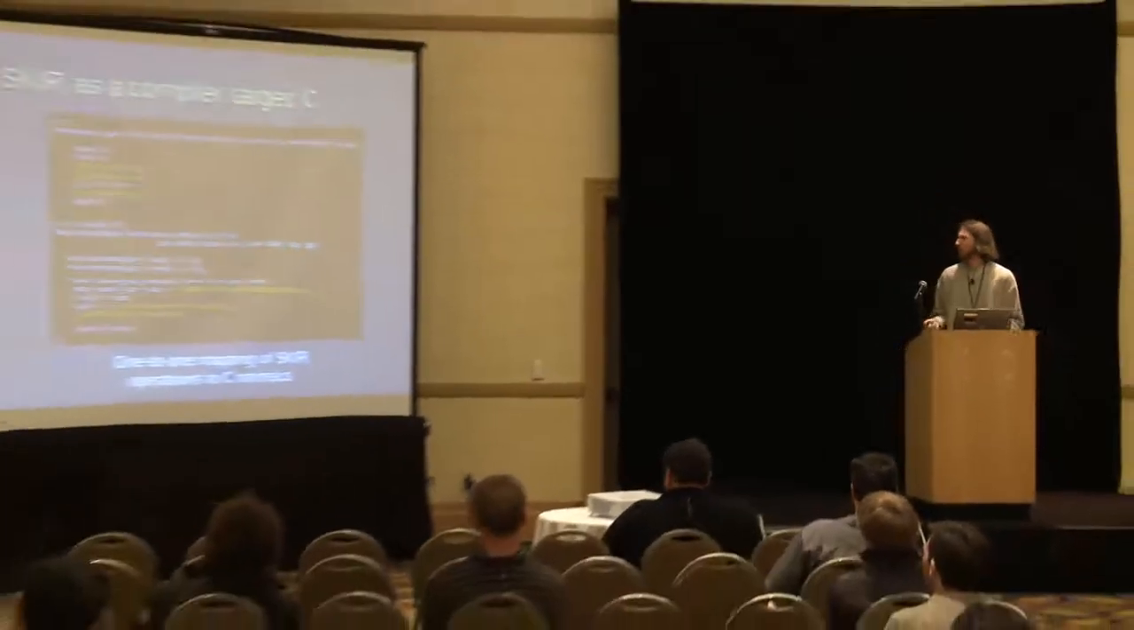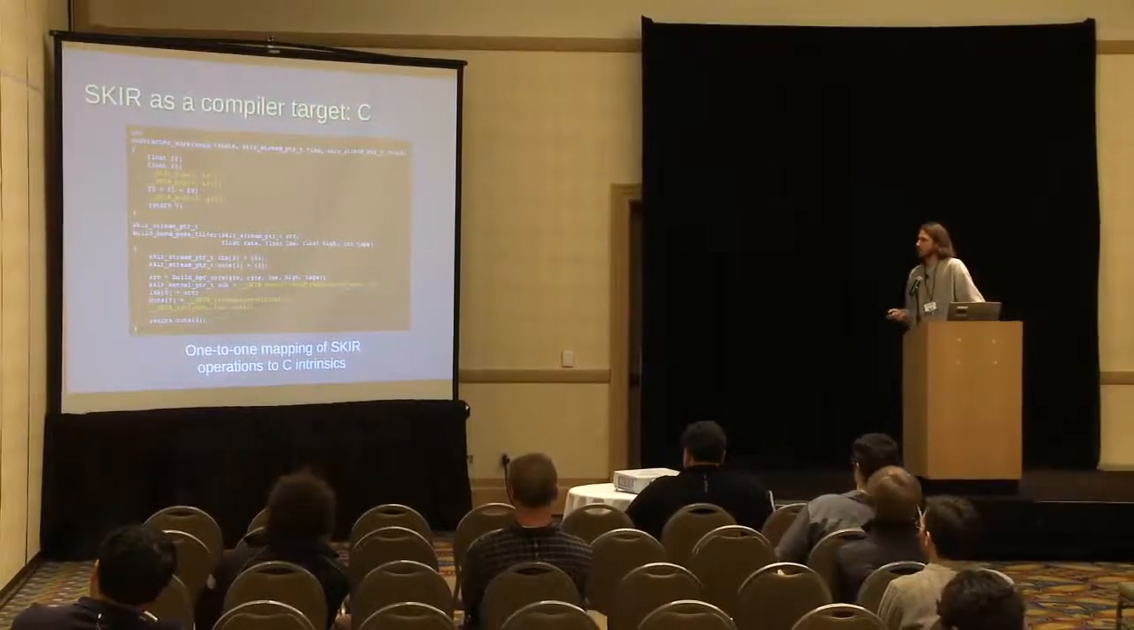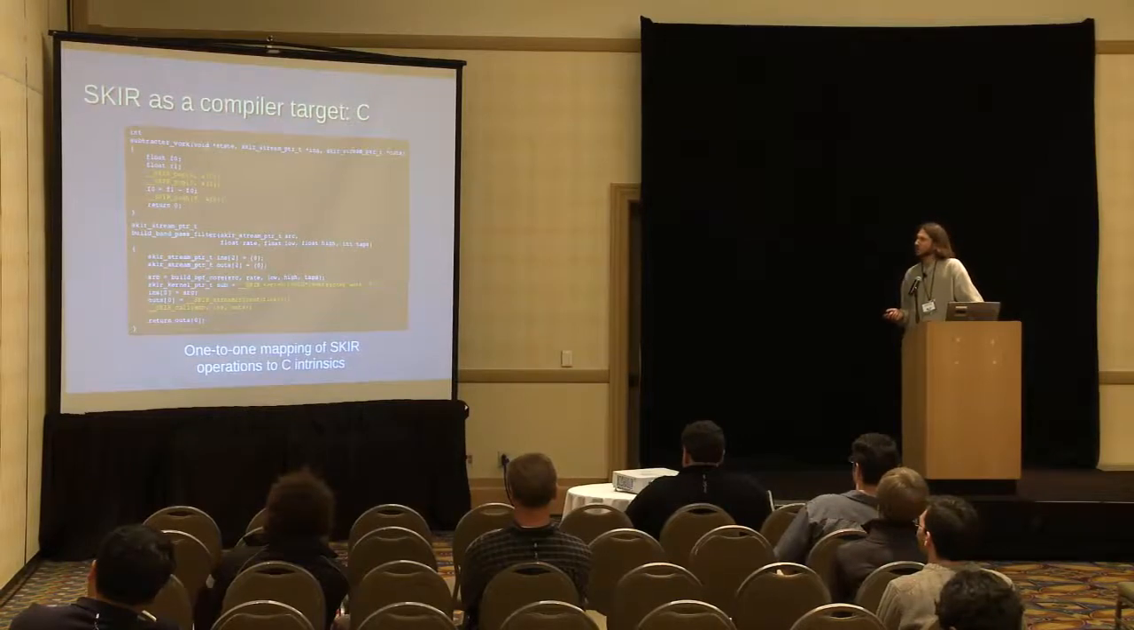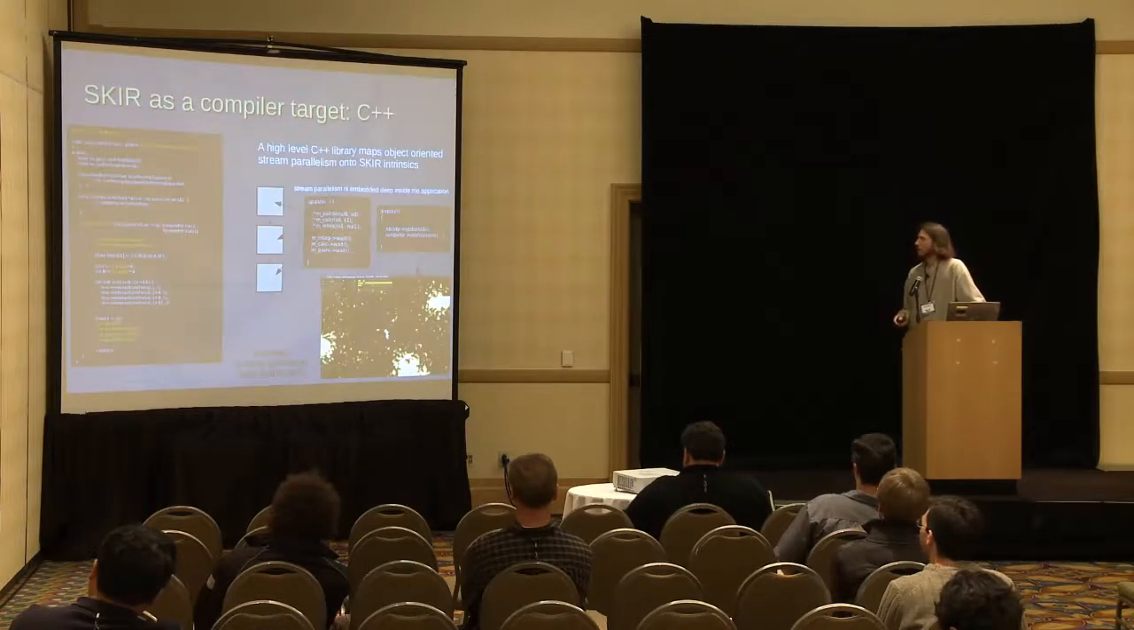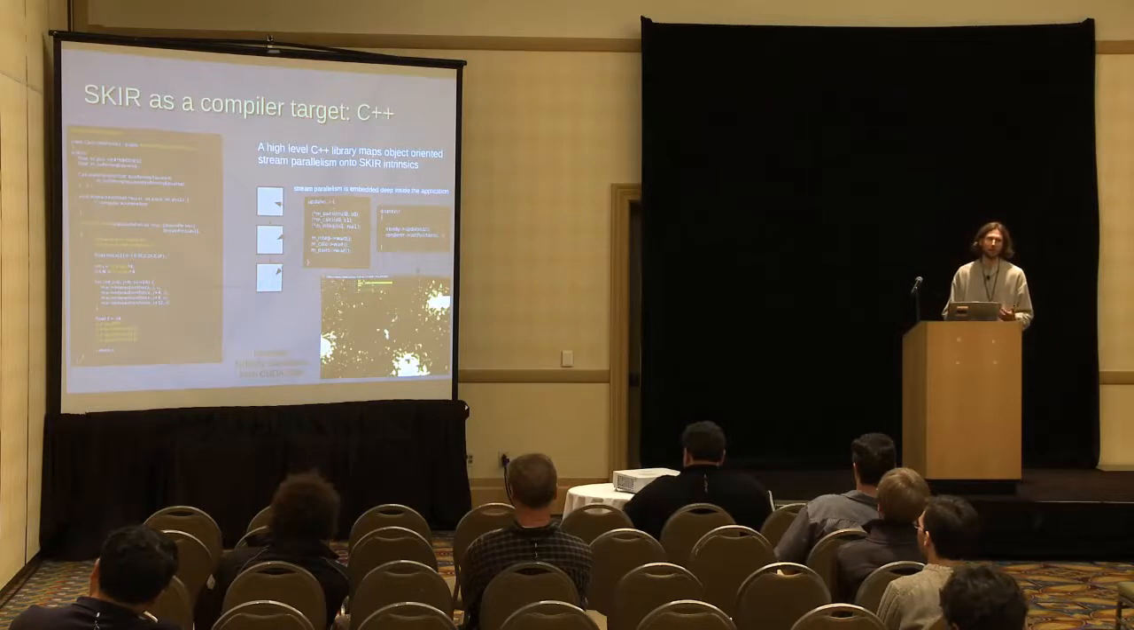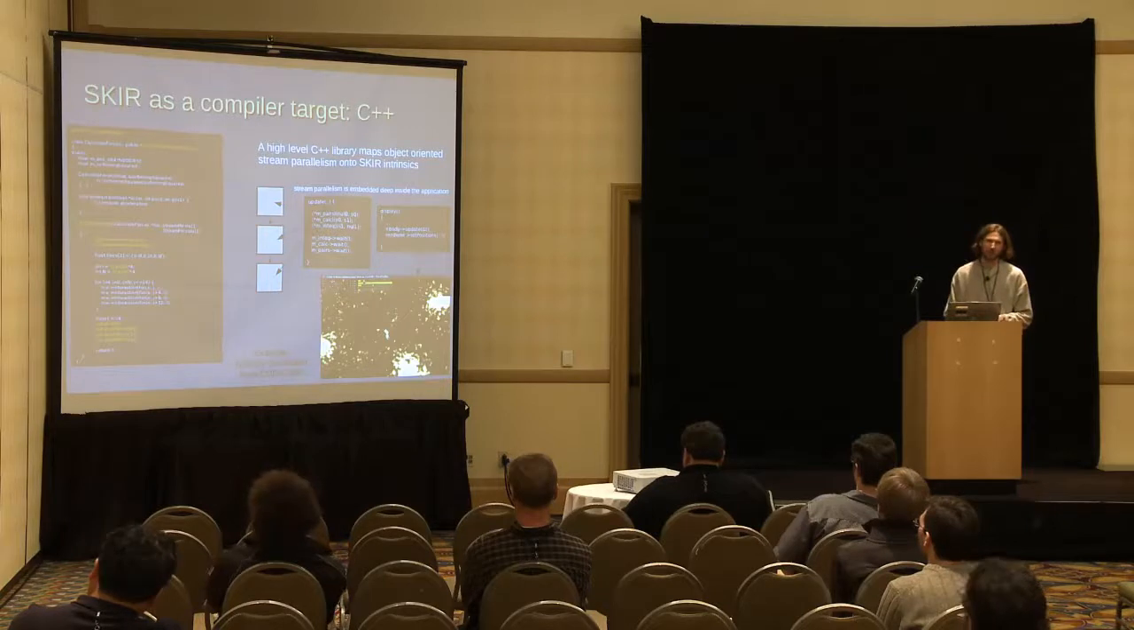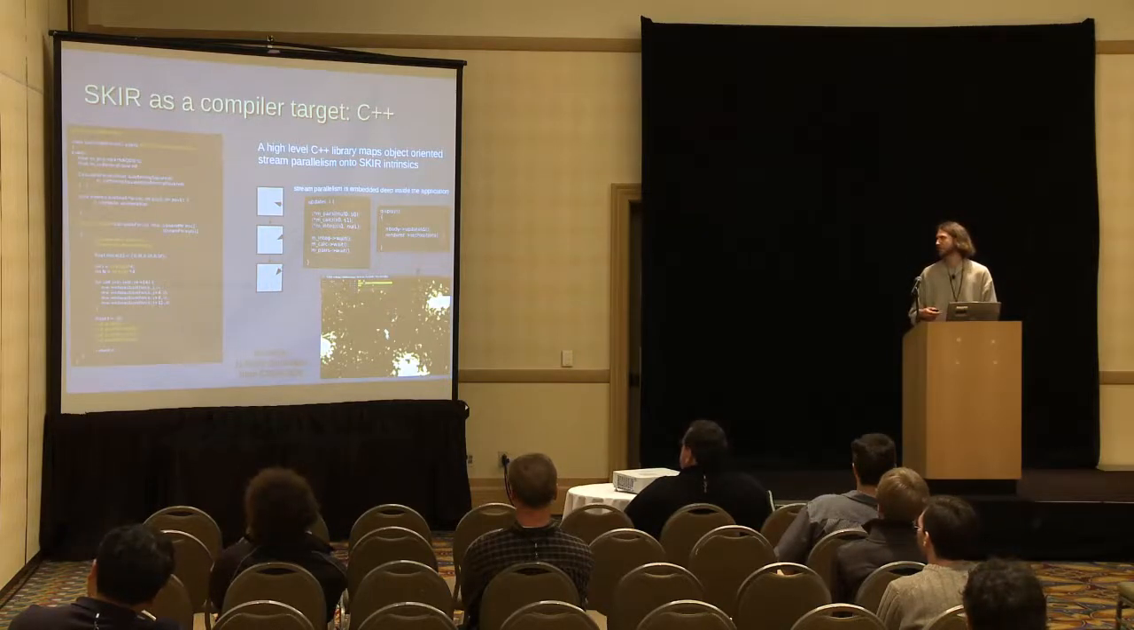So the easiest way to get at these intrinsics is we provided a one-to-one mapping of SKIR operations to C intrinsics. So it's pretty straightforward. Here's a kernel that just pops two things off an input stream, subtracts them, and pushes it to the output. And then on top of this, we can build bigger abstractions. So this is an example of a C++ library that maps object-oriented stream parallelism onto our SKIR intrinsics.